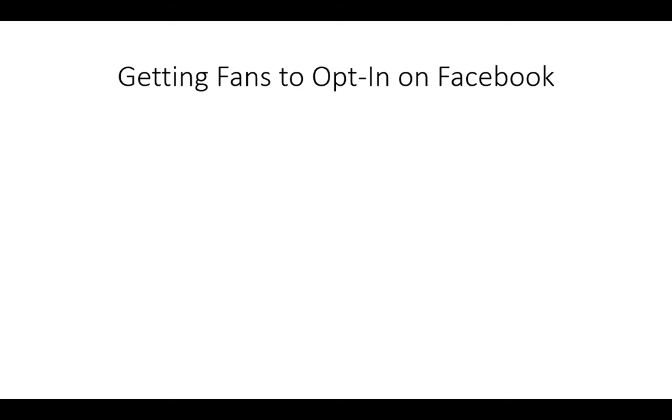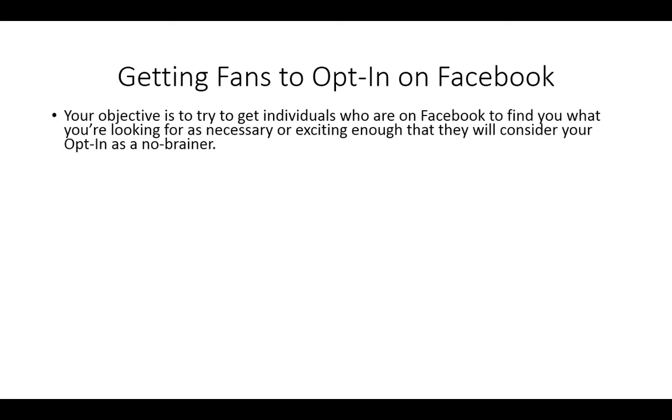You've already got your niche. But now what we need to do is get those fans, people who are already attached to you on Facebook, to opt into your list. Your objective is to get those individuals to find what you're looking to give them as necessary and exciting enough that they're going to consider your opt-in a no-brainer.